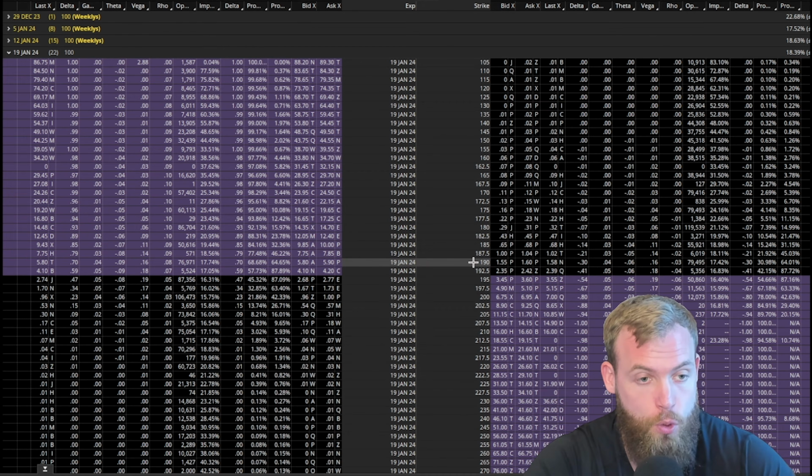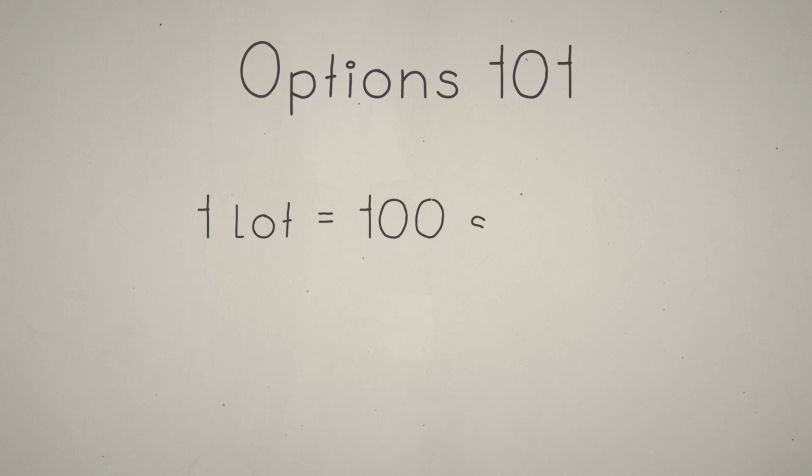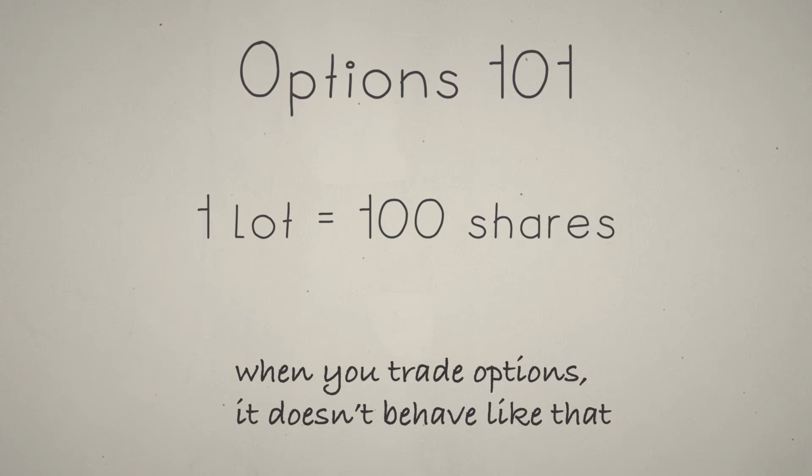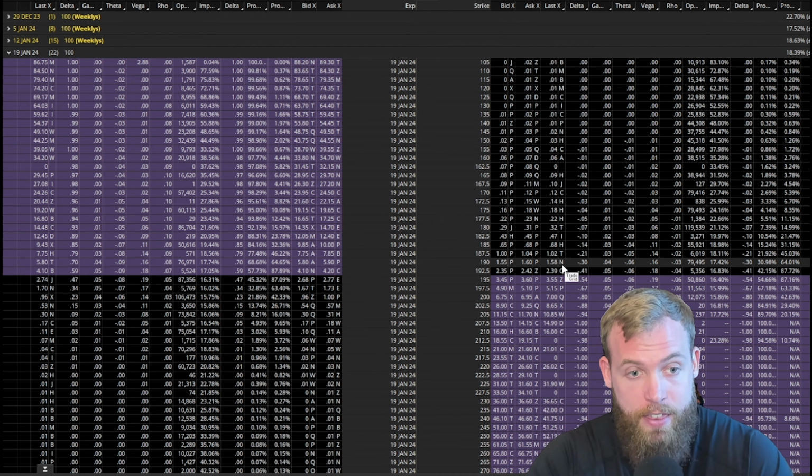So let's take a look at this 190 put in Apple. The delta of that is negative 0.30. So going back to options 101, every contract that you trade, a standard contract, a 1 lot, represents up to 100 shares of the underlying. However, when you trade options, it doesn't behave like that full 100 shares right out of the gate. So in this case, this is telling you that this contract, this 190 put, right now is behaving as if it was short 30 shares.